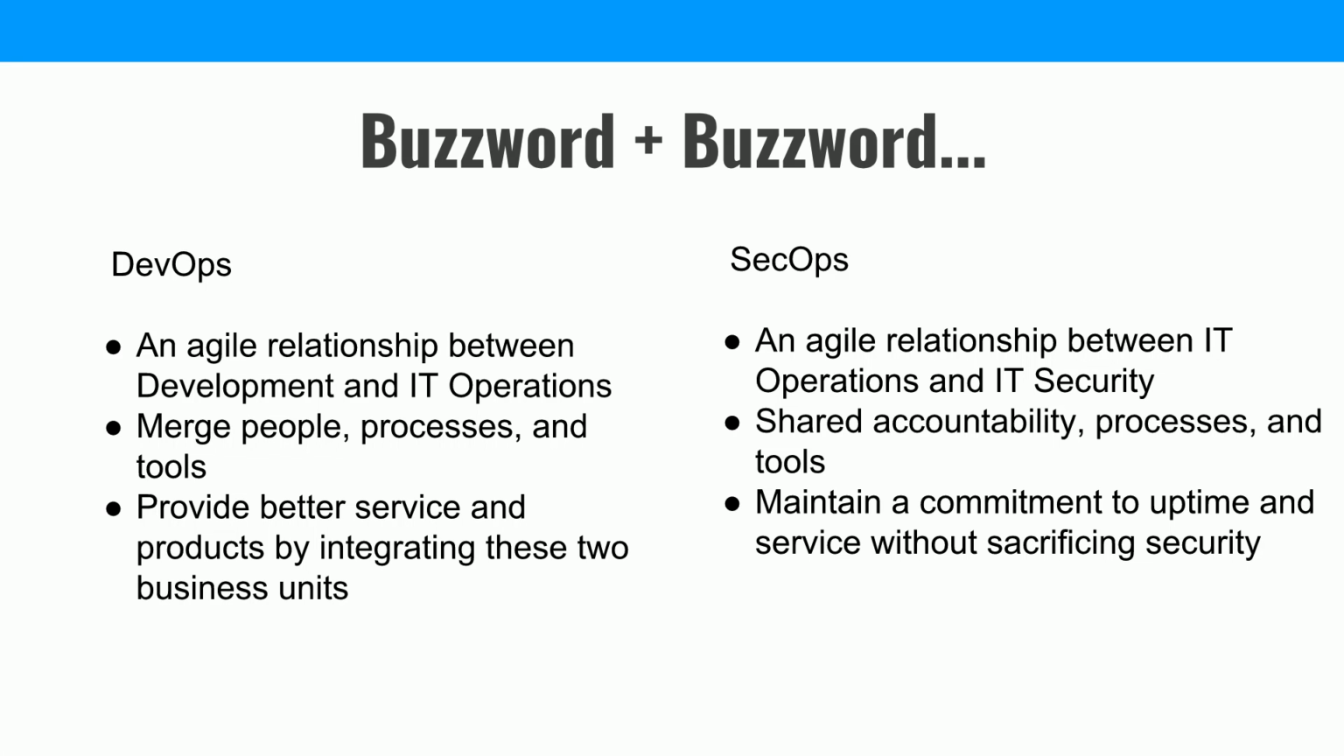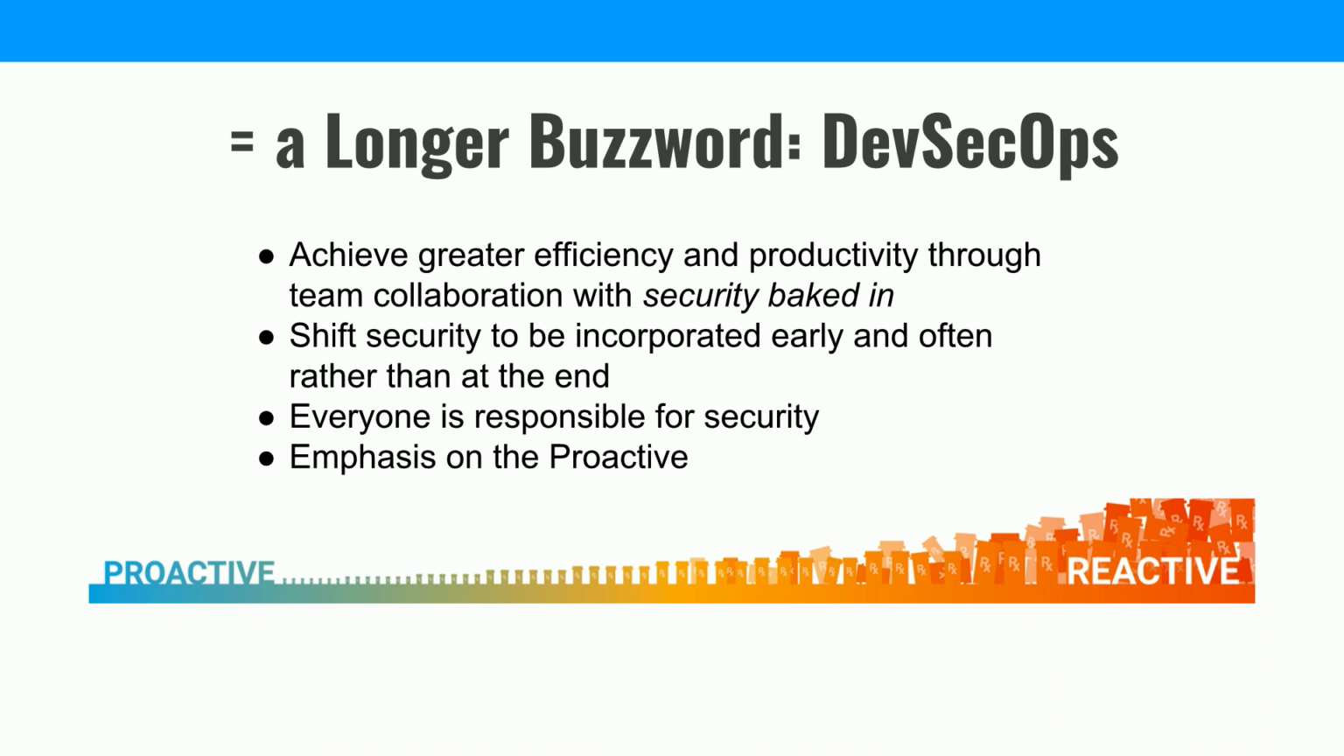So buzzword plus buzzword equals a longer buzzword, DevSecOps. The goal here is to achieve greater efficiency and productivity through team collaboration with security baked in. So it's taking both of those other two concepts and merging them, so you have one big one. The shift is from security being the last thing that you think about in a project into being the first thing you think about in a project. And you want to integrate security early and integrate it often. And in order to do that, you have to kind of make everyone responsible for security.